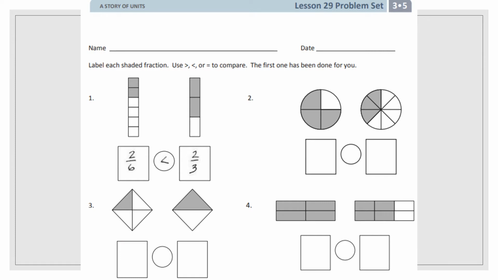So for this lesson, it says label each shaded fraction and then use greater than, less than, or equal to compare. The first one has been done for you. So we see 2/6 has been shaded and 2/3 has been shaded. And then when we're comparing, 2/3 is greater than 2/6, so 2/6 is less than 2/3. So it's your job to do the next 3 problems.